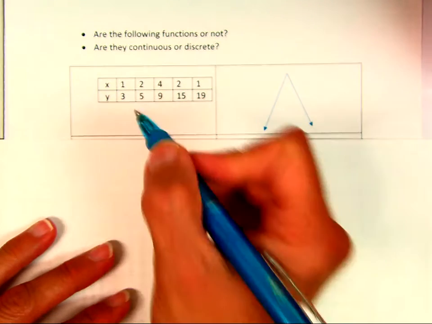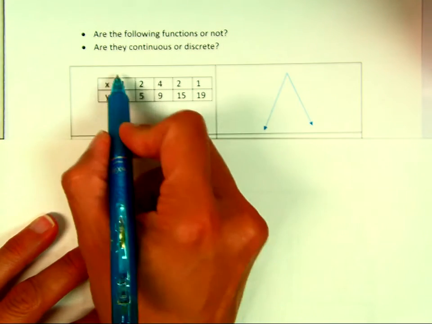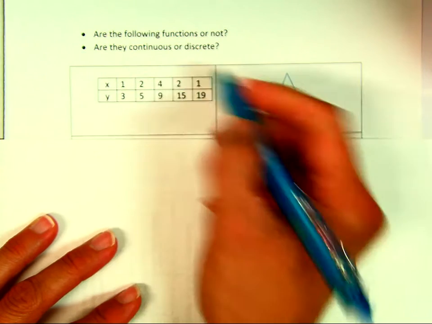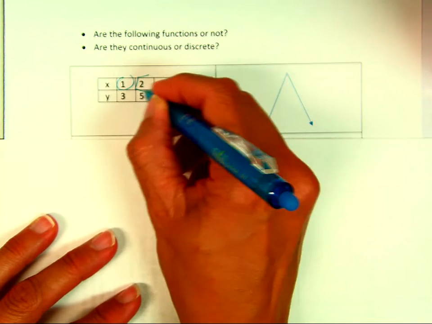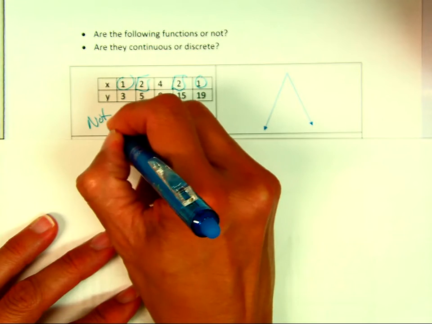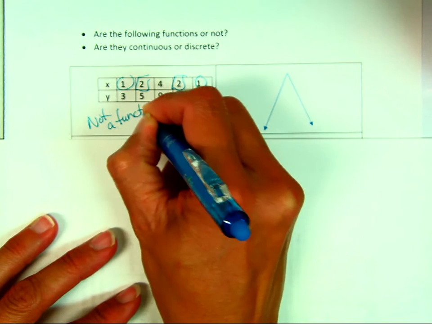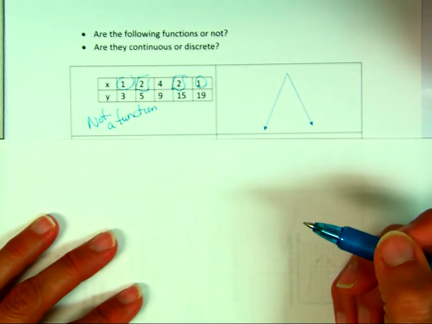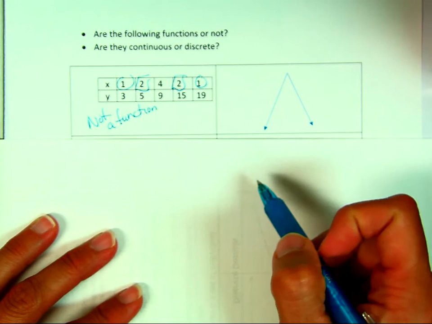So, 2 things. Is it a function? To find out if it's a function, I look at the x's. Are any of the x's the same? Yes, those 2 are the same, and these 2 are the same. What does that mean? It's not a function. If it was, it would be discrete because it's just a bunch of points, but it's not a function.